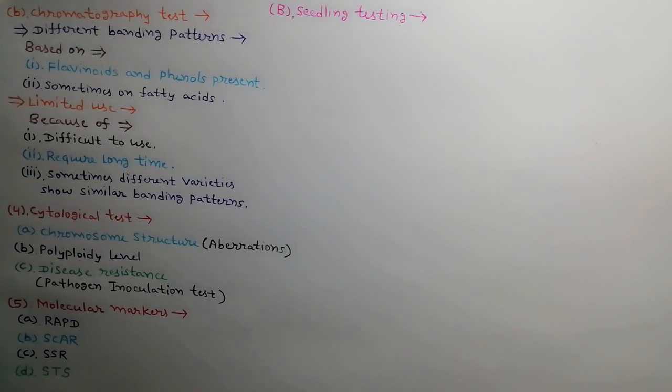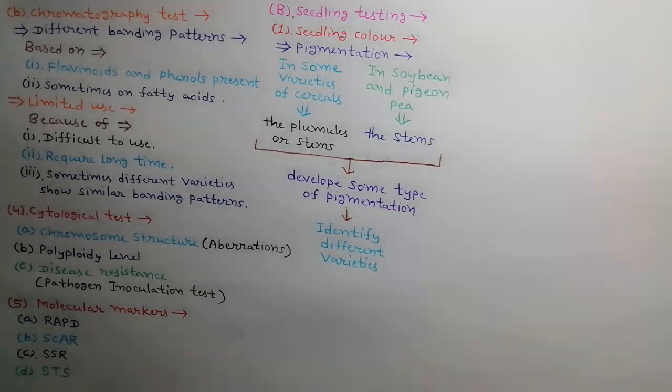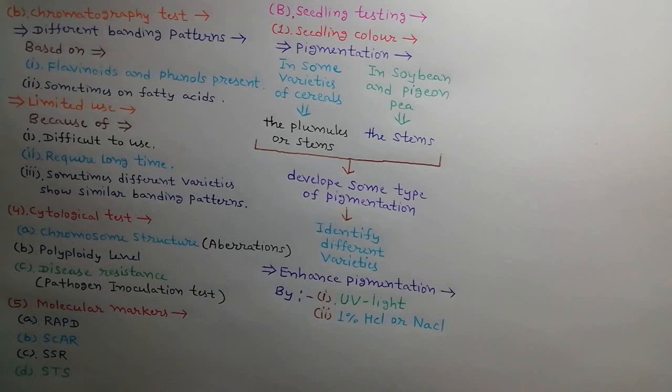In seedling testing, the seeds are germinated on a suitable medium in the laboratory and full seedling or a part thereof are examined with or without further treatments. In some varieties of cereals, the plumules or stems, and in soybean and pigeon pea, the stems develop some type of pigmentation, which form the basis of identifying different varieties. The clarity of the pigmentation can be increased by using some chemicals such as 1% HCl or NaCl or ultraviolet light.